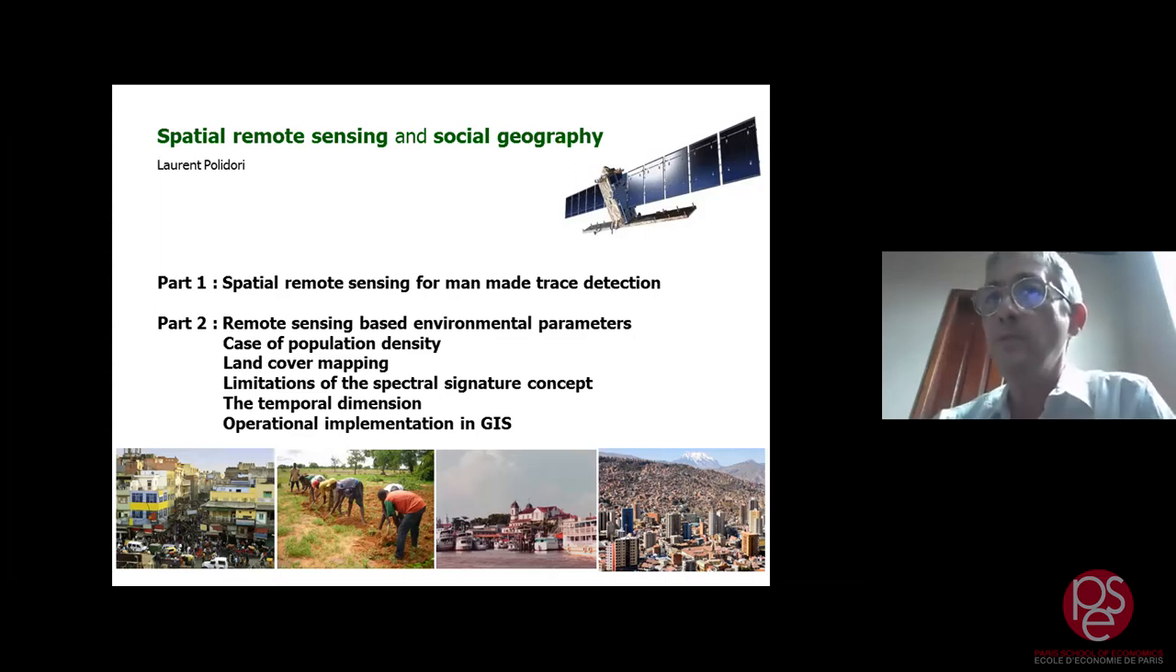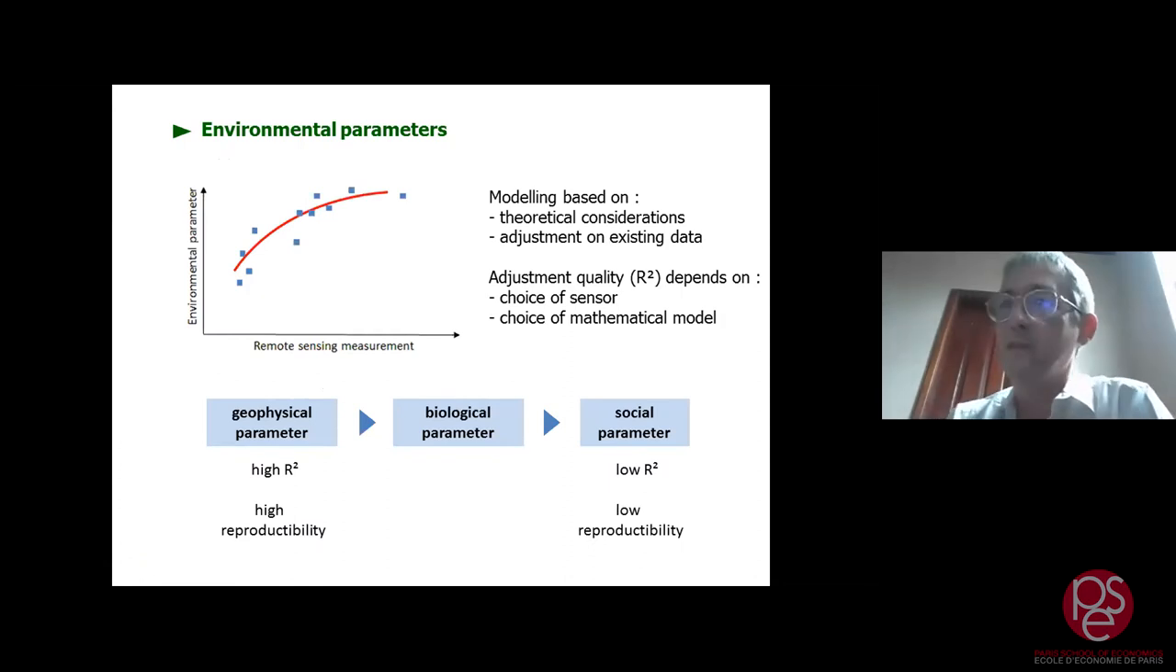To begin with, I'm continuing the list of criteria of human occupation. Speaking of environmental parameters, I want to show that this kind of parameter, which is anything meaningful on the ground, falls into three categories that I call geophysical parameters, biological parameters, and social parameters. These are some characteristics of the ground which are not directly measurable by satellite, but that to some extent can be correlated to some remote sensing measurements.